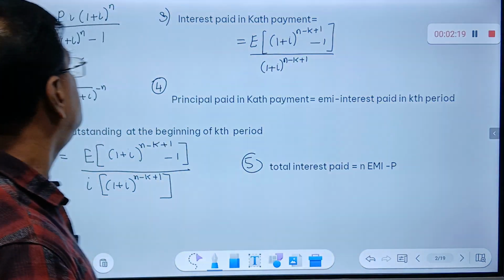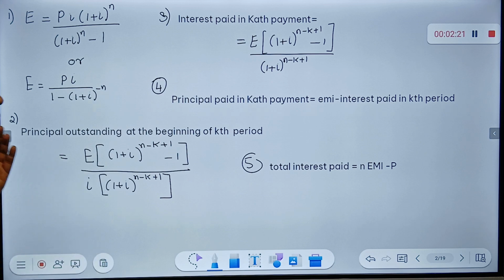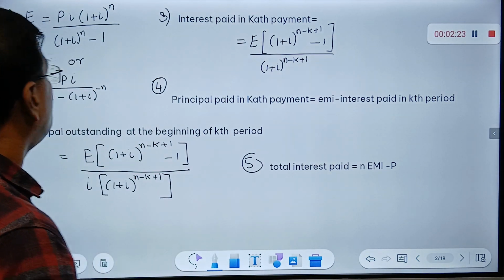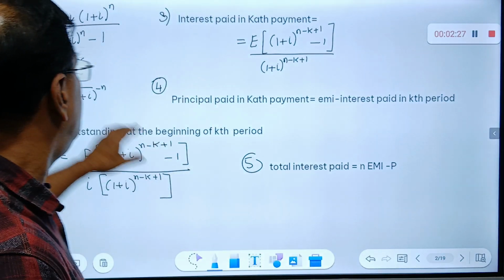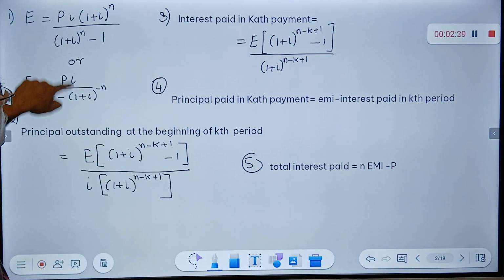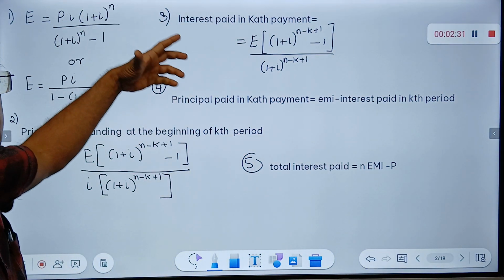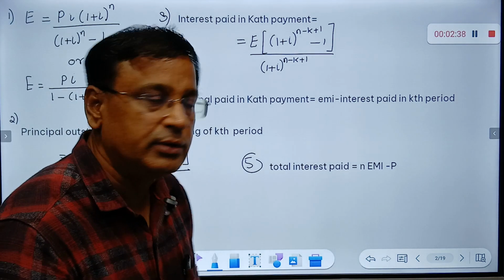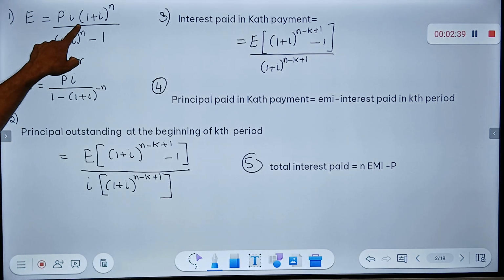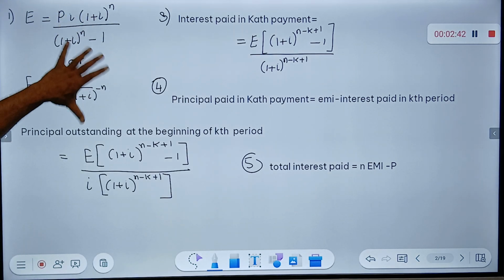These are the formulas that I gave. This is only for your reference. There are totally 5 formulas that you should keep in mind. I'll just quickly rush through. First of all, the EMI formula. There are 2 forms, and based on what data is given, I'll be using these 2 forms. P is the principal, I is the interest rate, N is the tenure. So E equals P I into (1 plus I) power N, over (1 plus I) power N minus 1. The formula is very clear.